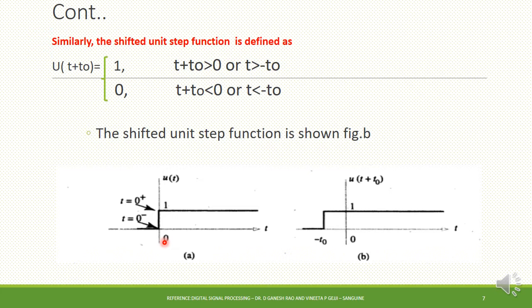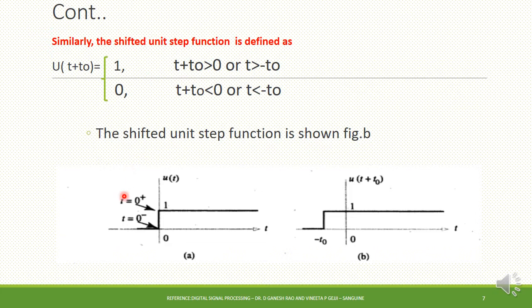Greater than 0, then what happens? It is equal to 1. And in the next definition we learned that if the t value is equal to or greater than 0, then the u of t value is equal to 1, and its value is equal to 0 when t is 0 or less than 0. So this is the representation of the unit step function.